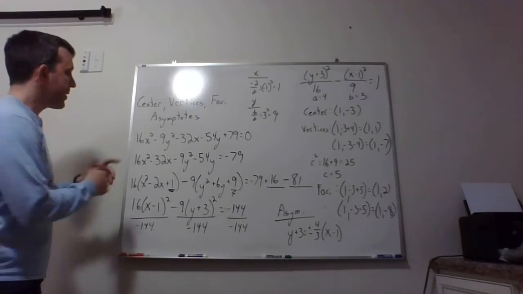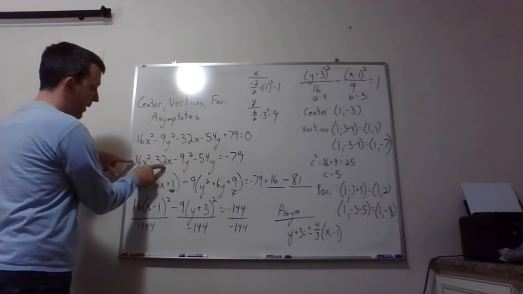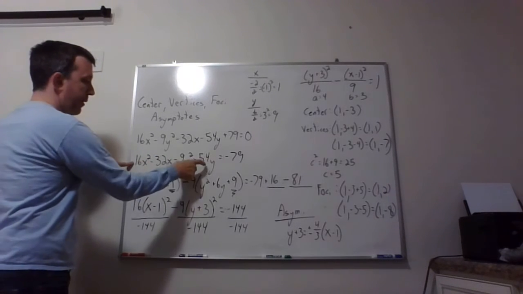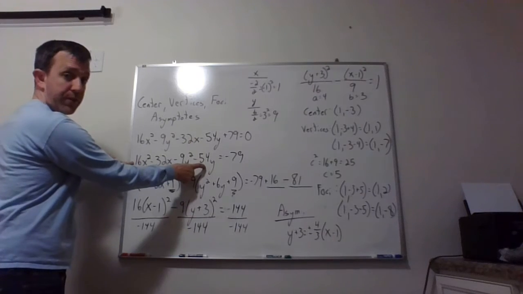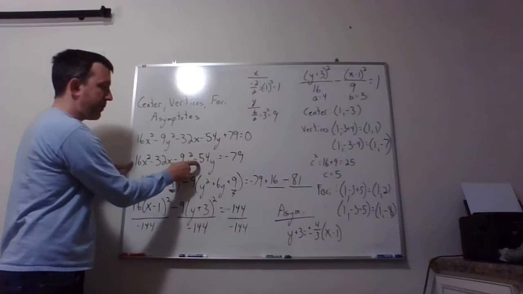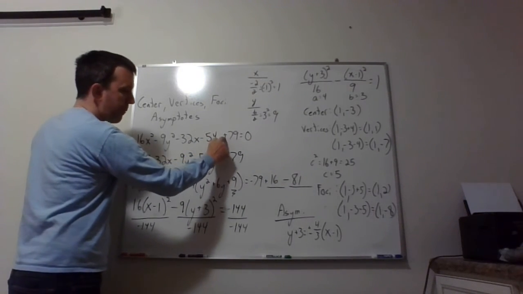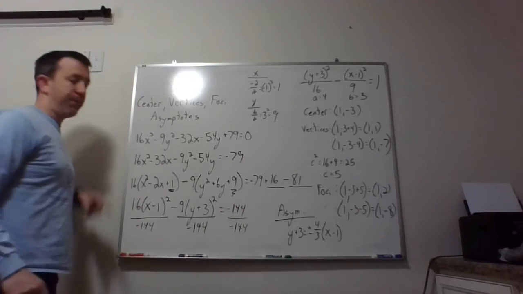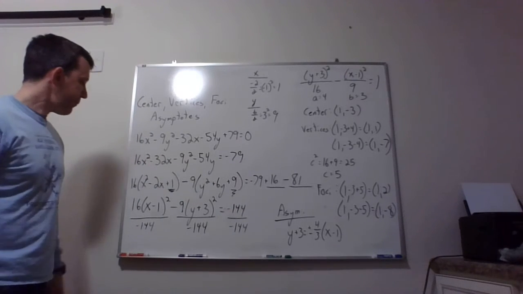But so here we go. I started by rearranging this so my x's were next to each other and my y's were next to each other. Be careful with your signs. Make sure they stay the way they're supposed to be. And I also moved that positive 79 over to the other side to make negative 79.